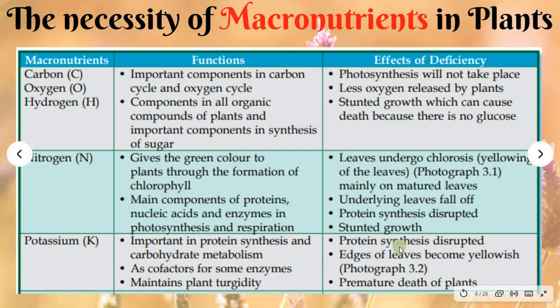So what is the effect of deficiency of the potassium? Protein synthesis is disrupted. The edge of the leaf becomes yellowish. You can look at photograph 3.2. The edge of the leaf becomes yellowish and causes the premature death of plants. So that is the effect of deficiency of potassium.